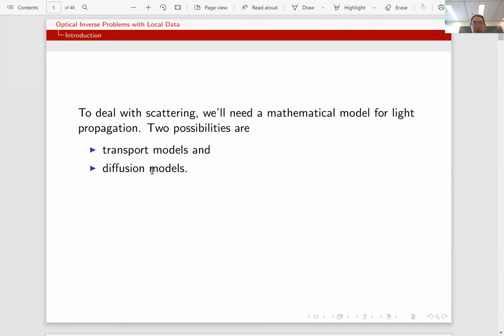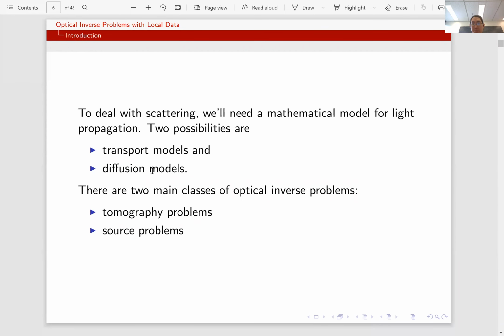But I also want to take the time to mention that there's two main classes of optical inverse problems I could talk about: tomography problems and source problems. Roughly speaking, by a tomography problem, what I mean is that the sources of light are known, or they're controlled by us as experimenters. So we can set the sources of light as we see fit. And the unknown things are the optical properties inside the medium. So what are the coefficients of the optical equations inside your medium? That's a tomography problem. But you can also think about source problems, where the source of light is unknown. So the optical properties are known, but it's the source that you'd like to reconstruct.